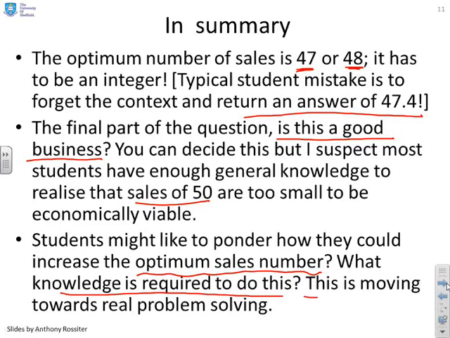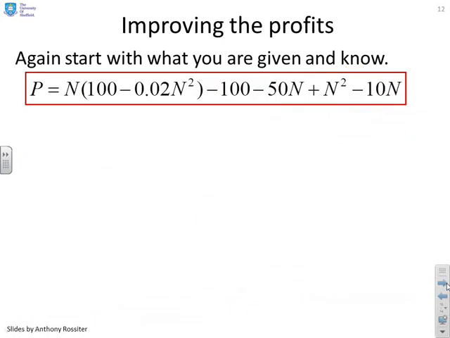And this latter question is actually real problem solving. The real problem solving you're going to have to encounter as an engineer. How do I make the sales higher? What do I have to do? What's going on? Now, let's have a look at the equation we had and analyze it a bit more carefully.